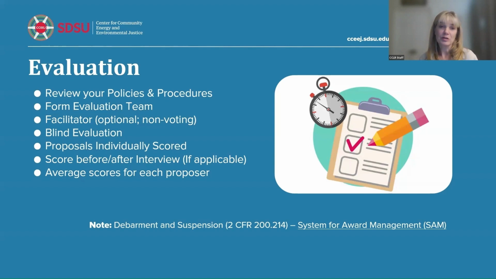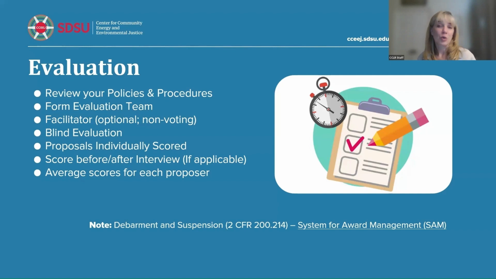Now, make sure that under 2 CFR 200 Part 214, there is debarment and suspension. And here's a hyperlink for that. You have to make sure that anyone that you hire is also, their report card is good with the federal government, if you will. And that's where you would find it in the System for Award Management, if your contractor is in good standing.